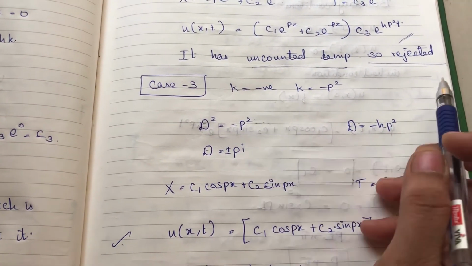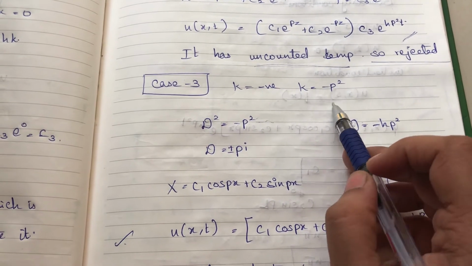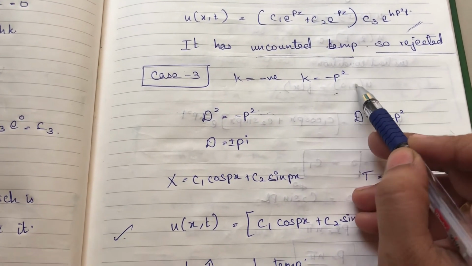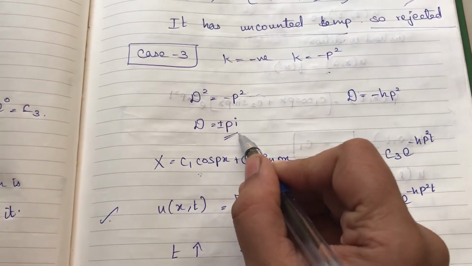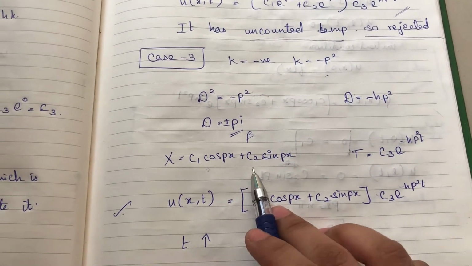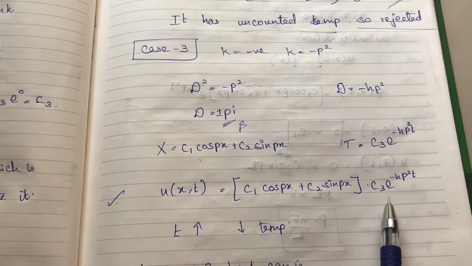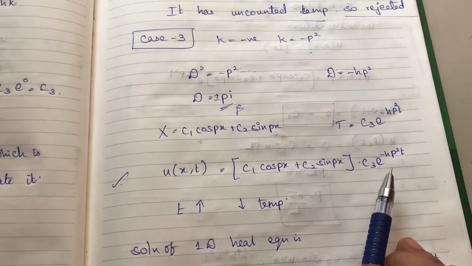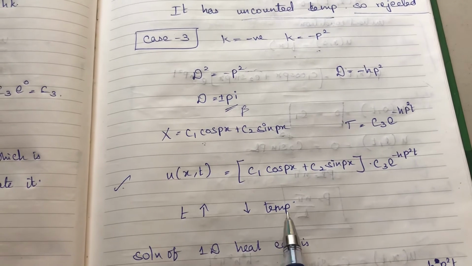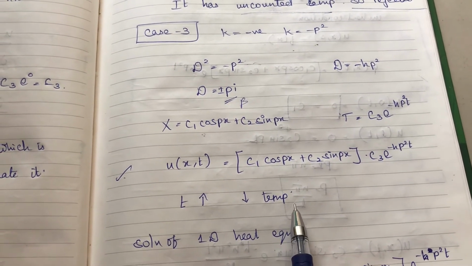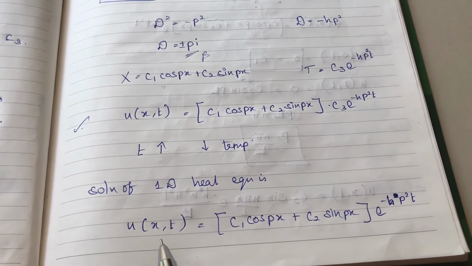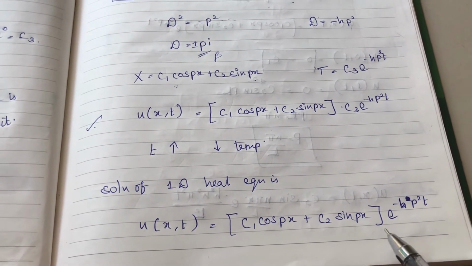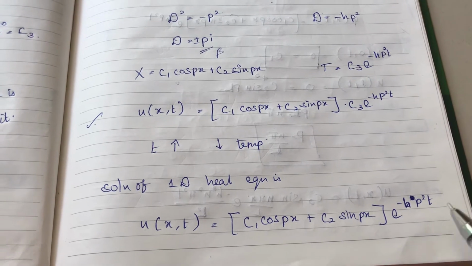k is what? Negative. In the wave equation also we took only the negative term. So k equal to minus p square means I will write this in the form of, like, this one will be the beta term, right? So I can easily write this like this. So the CF functions, and you can see here if t increases, temperature will decrease, right? So I have got the solution like u of x,t equal to this term into e power minus h p square t.